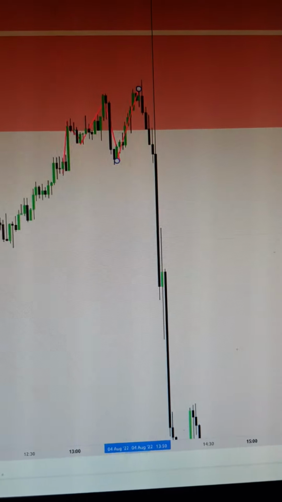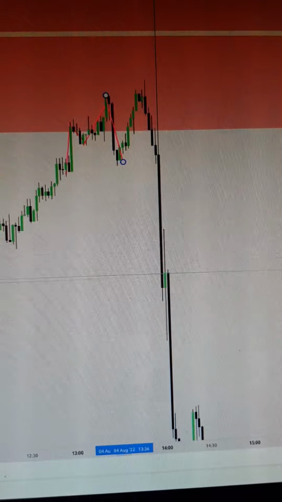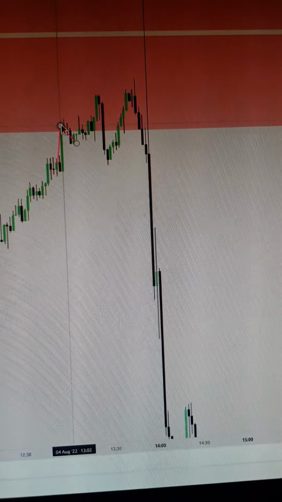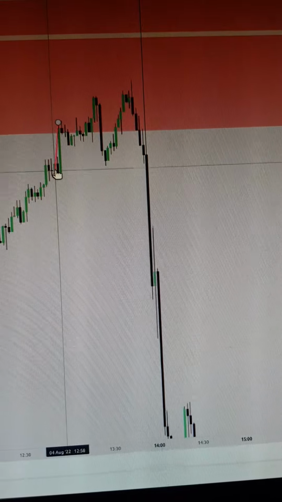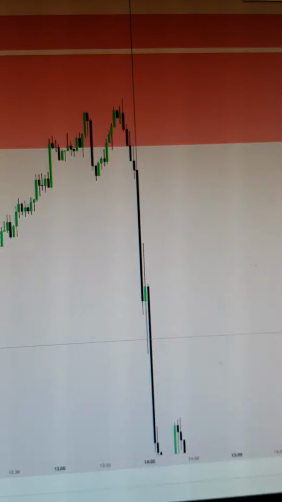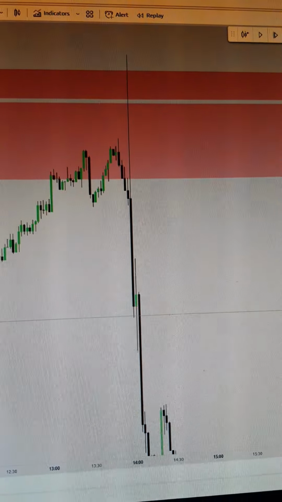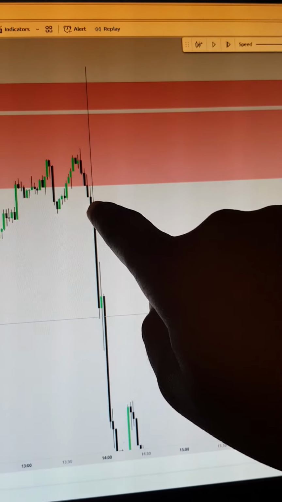However, price shouldn't have gone all the way up. It should have come at least to this level, and then the market should fall. However, because there was interest rates on the British pound, you can see this spike.